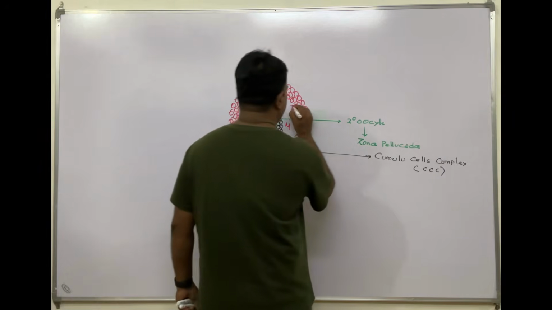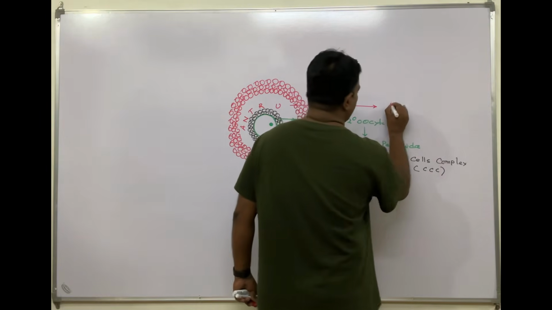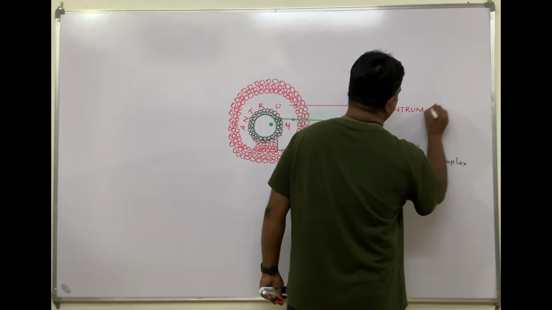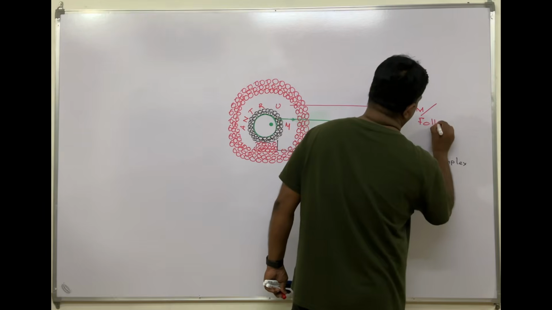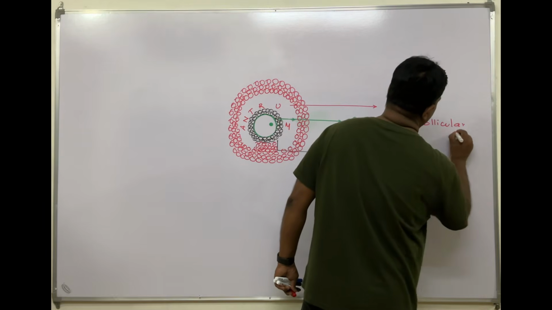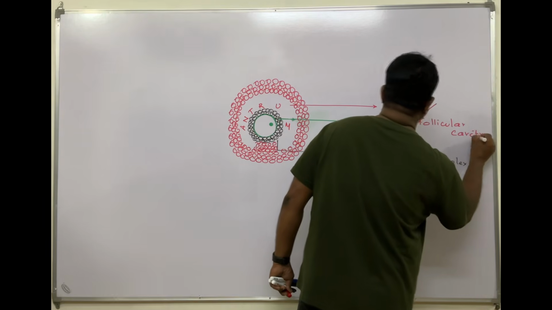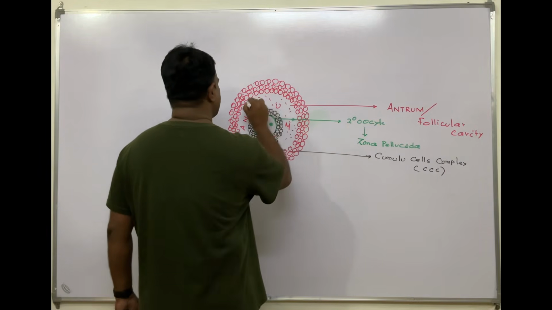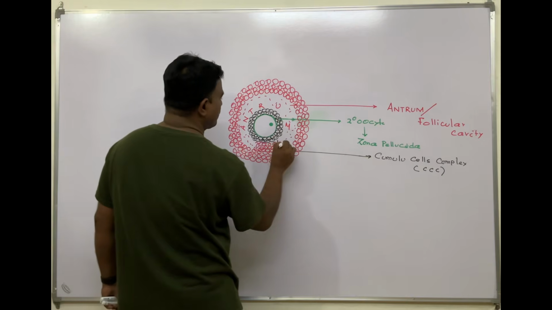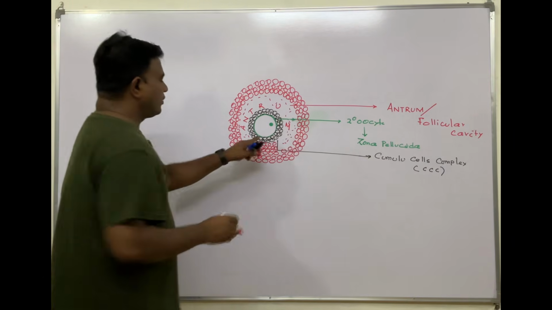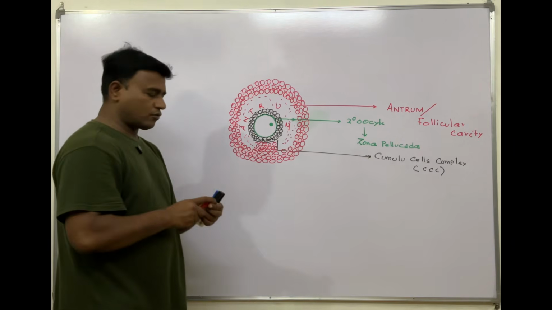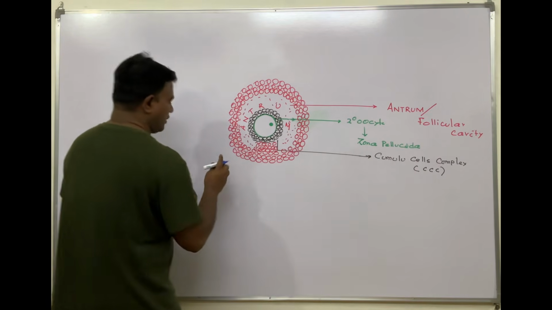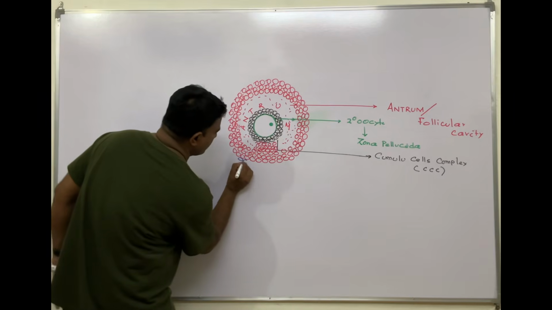What you are seeing is a fluid-filled cavity that is known as the antrum, also known as the follicular cavity, and this is containing the fluid. This is the follicular fluid, and this is the marker of difference between the cumulus cells and the granulosa cells. So now see a layer of cells which is in blue color.